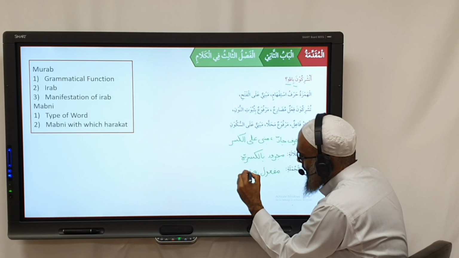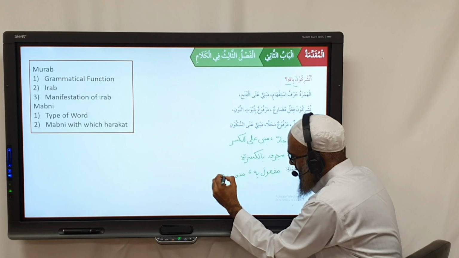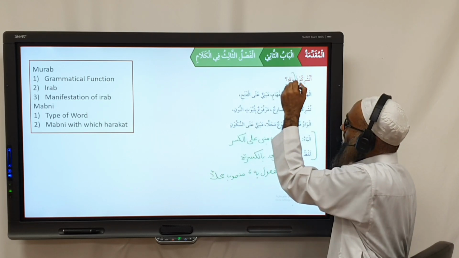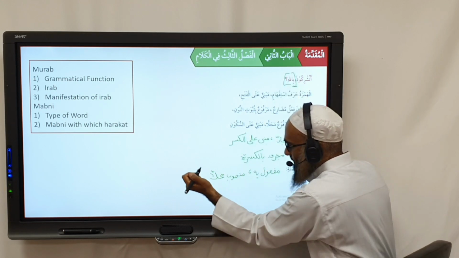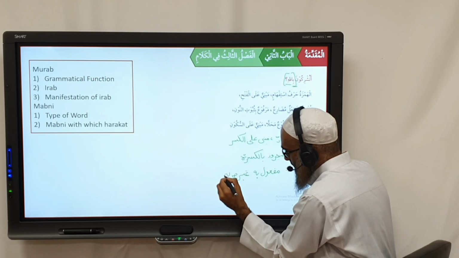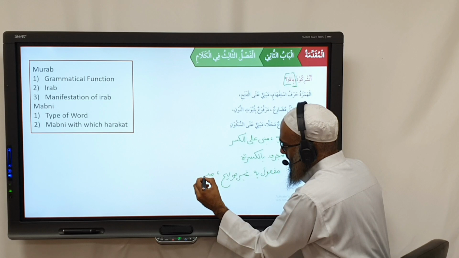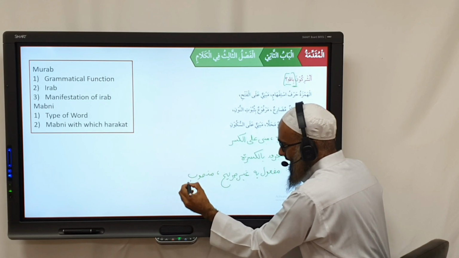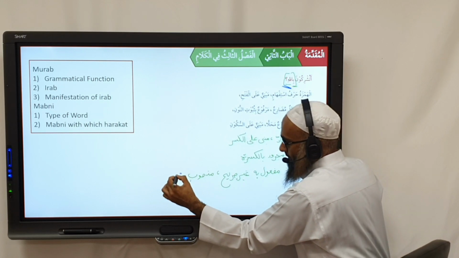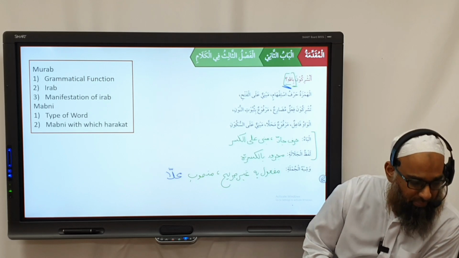مفعول به. Because this is the maf'ul bihi of tushrikuna, ghayr sarihin. And then what's the i'rab of maf'ul bihi? Mansoob. Is there a sign of mansoob? The shibul jumla's i'rab is always going to be what? Mahallan. It's a slot. There's no sign of it being mansoob.